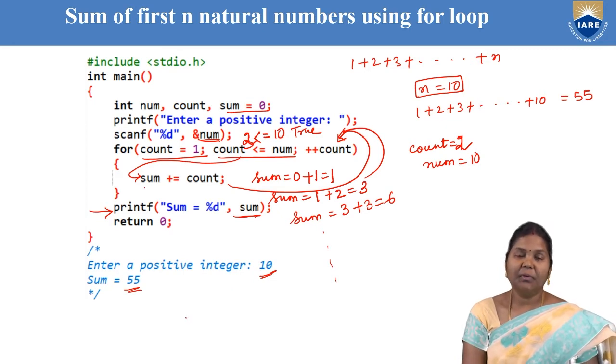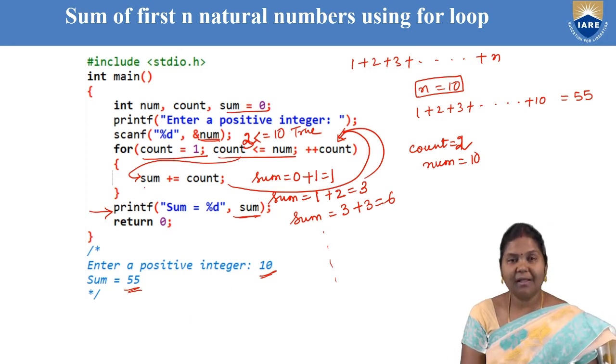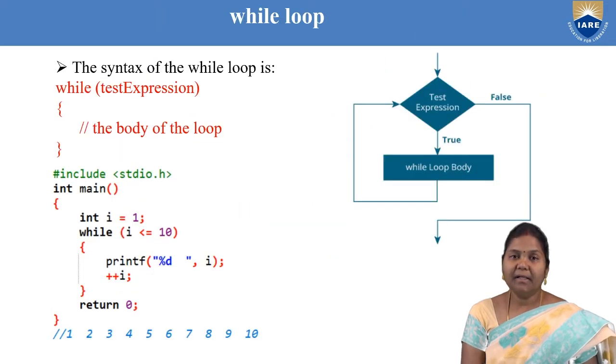So this way we can compute the sum of first n natural numbers using for loop. Now let us understand the second type of loop, that is called while loop. While loop is known as an entry control loop.